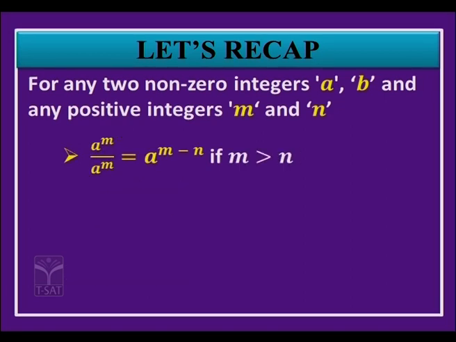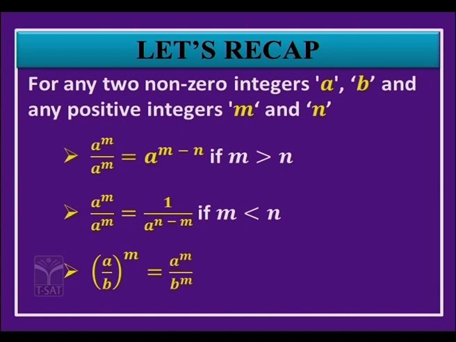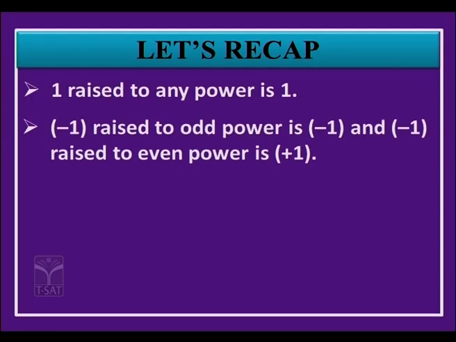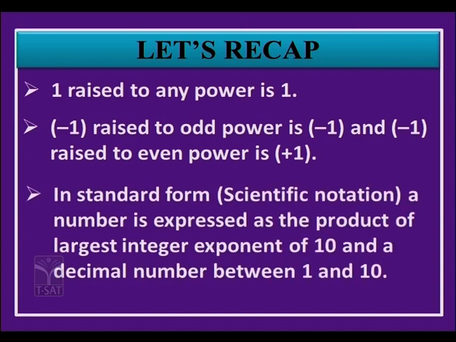Similarly, a power m by a power n is a power m minus n. a power m by a power n is 1 by a power n minus m. Then a by b whole power m is a power m by b power m. So, 1 raised to any power is 1, and minus 1 raised to odd power is minus 1, and minus 1 raised to even power is always plus 1. So, in standard form a number is expressed as a product of a large integer exponent of 10 and a decimal number between 1 and 10.